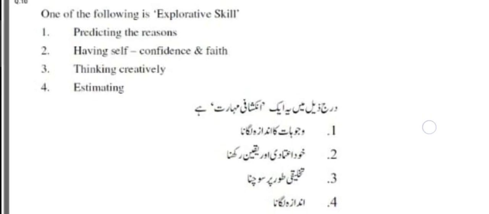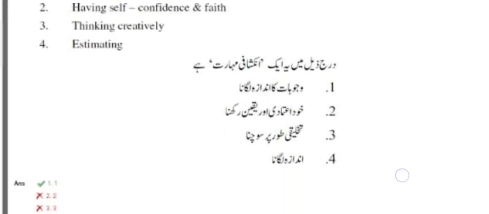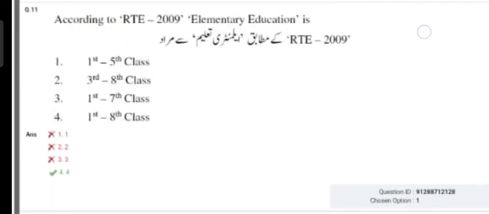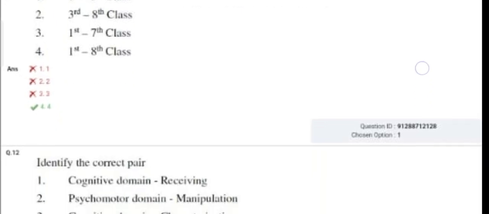One of the following is an explorative skill: predicting the reasons, having self confidence and faith, thinking creatively, estimating. The right answer is predicting the reasons. Next, according to RTE, Right to Education Act 2009, elementary education is. Options are first to fifth class, third to eighth class, first to seventh class, first to eighth class. The answer is first to eighth class.